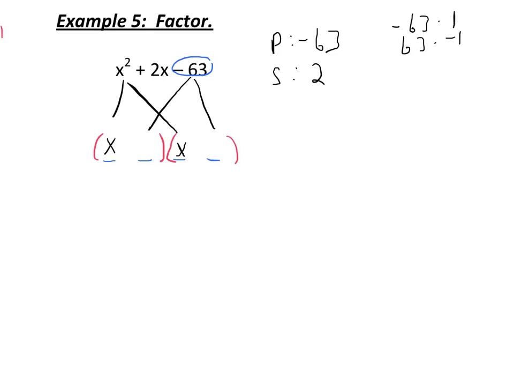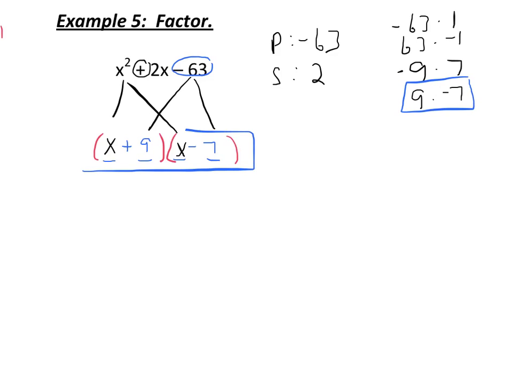So let's try negative 9 times 7. That gives you a negative 2 when you put them together, but we want a positive 2. So what if I took this and went 9 times negative 7? That does multiply to give you negative 63 and give you a sum of 2. So that means I'm going to have to say plus 9 and a negative 7. And this then is the factored form of that quadratic trinomial.